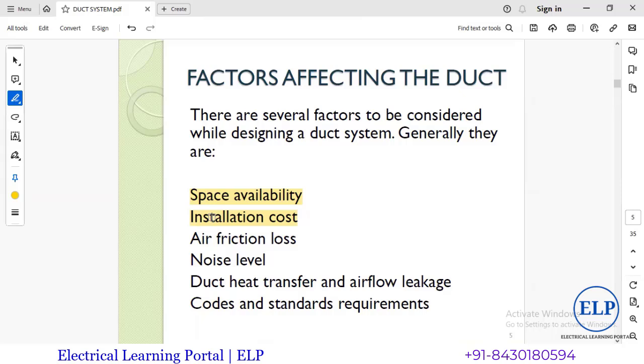Lesser the aspect ratio, lesser the costing. Higher the aspect ratio, higher the costing. Okay, so this is the simple concept. So that is why we always have to check the aspect ratio also. We will come to that.